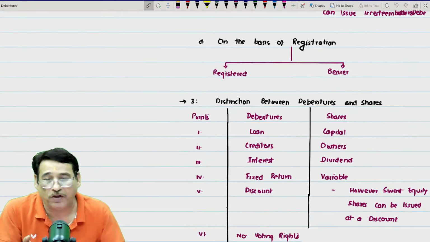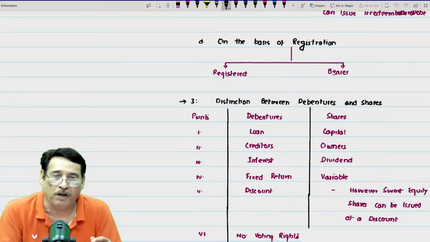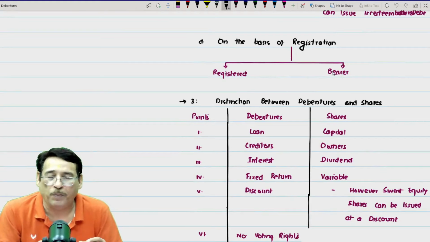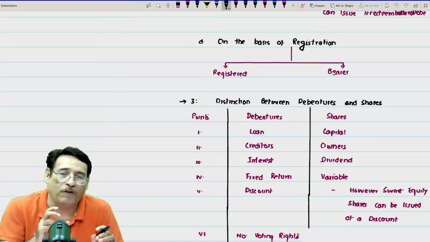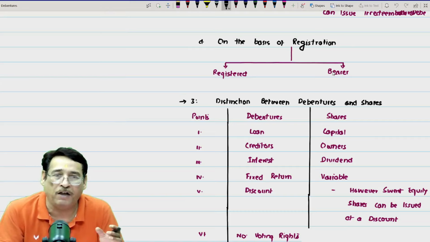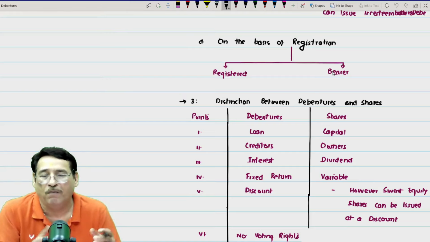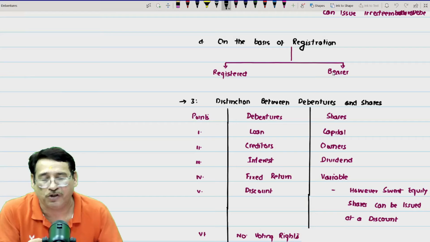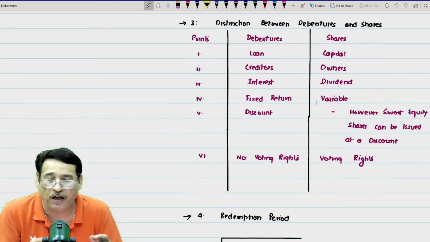Then further, the debentures are also categorized on the basis of registration: registered debenture and bearer debenture. Registered debenture means I am the sole owner of these debentures. Whereas if debentures are not registered, just bearer debentures, in that case the person who bears the debenture, holds the debenture, will be considered as the owner of the debenture. Now after going through all these terminologies, we are in a position to get the difference between the debenture and the shares.